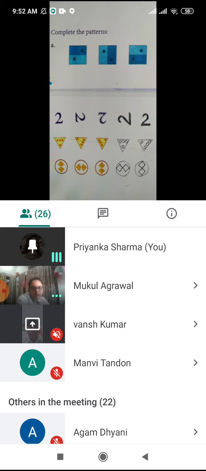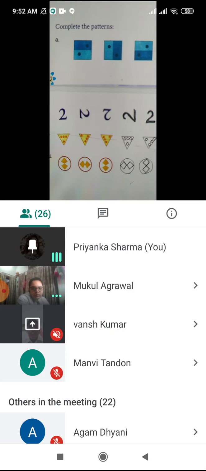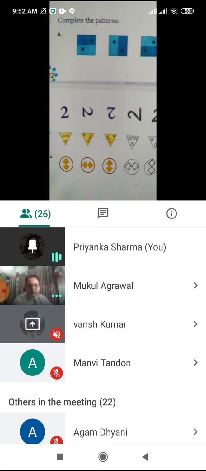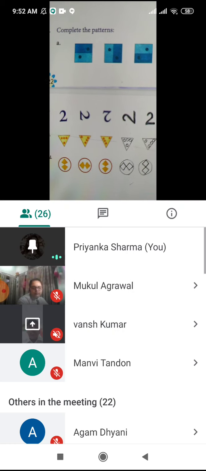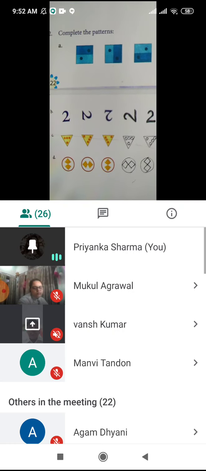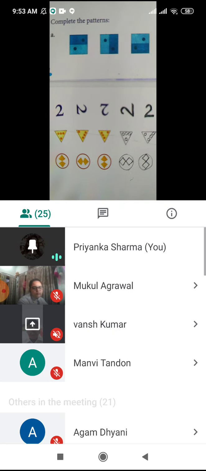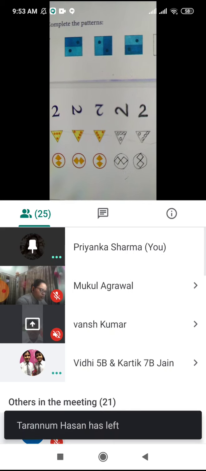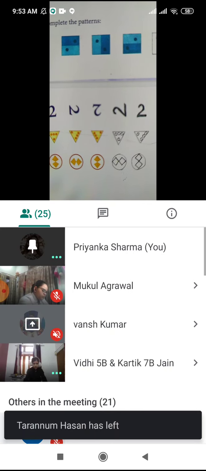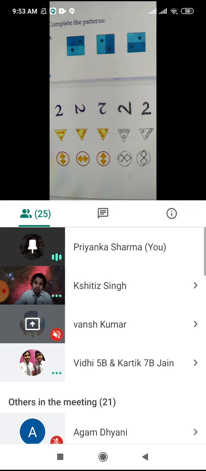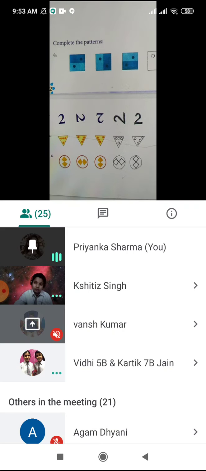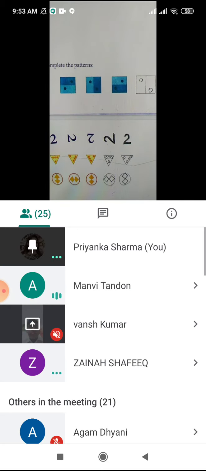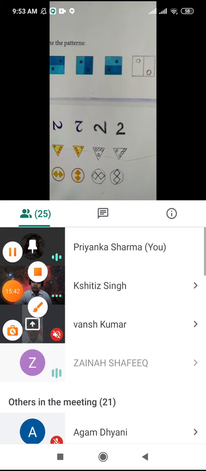By looking at the pattern we can understand that it is changing by 90 degrees: vertical, horizontal, vertical, horizontal. So when the first is vertical, second is horizontal, third is again vertical, then what will be the fourth? Horizontal. And when the fourth is horizontal, what will be the last one? Vertical. By looking at the pattern, are you able to understand how the shapes are changing and what degree we are taking to change the shapes? You got it? All right.